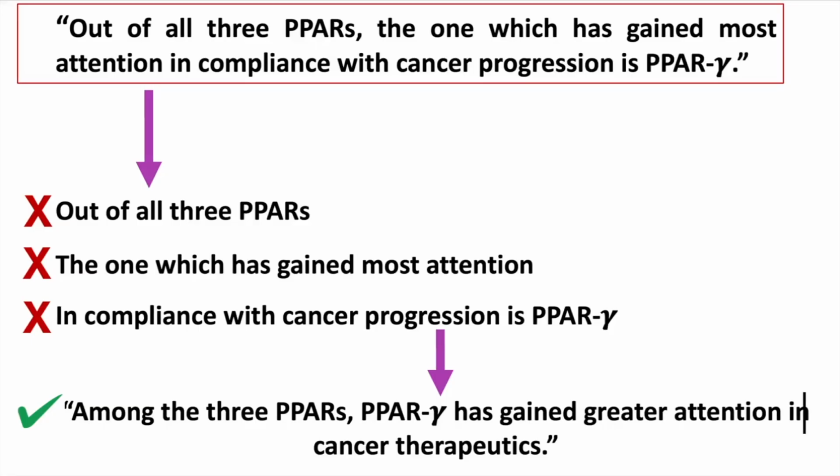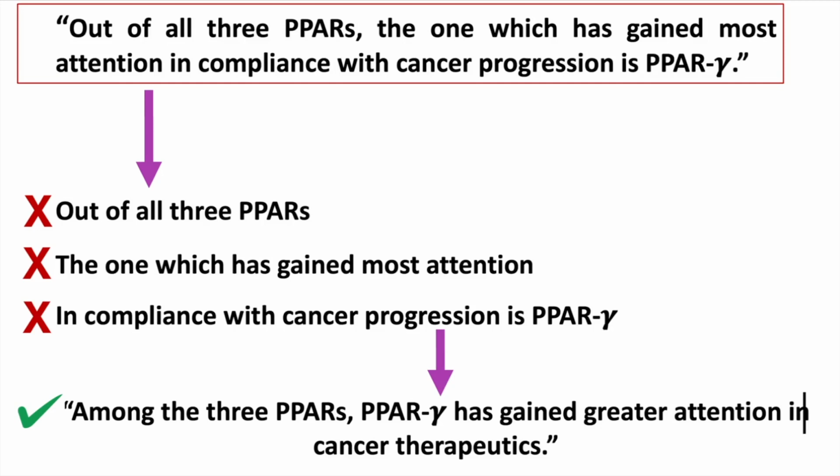What I am trying to tell you, I can show in the form of an example. Here is a sentence that reads: out of all three PPARs, the one which has gained most attention in compliance with cancer progression is PPAR gamma. First of all, PPAR is the acronym for peroxisome proliferator-activated receptor, and it has great significance in cancer therapeutics. The sentence says that PPAR has three isoforms, alpha, beta, and gamma, and the most studied isoform is PPAR gamma.